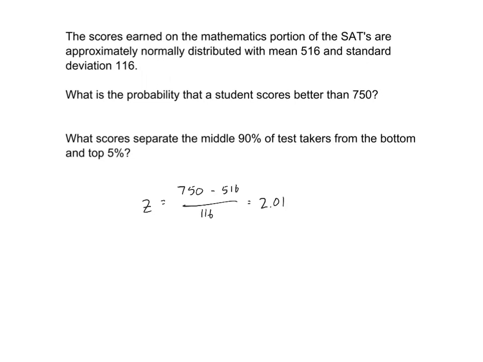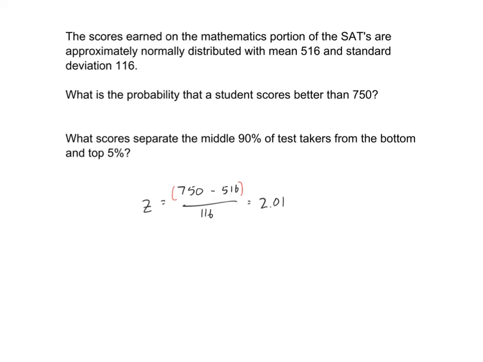I should have said this earlier, just a note about the calculators. If you're typing this all in one step, you need an extra set of parentheses around that numerator. But my suggestion would just be to do the subtraction, hit enter, and then do the division. So just something to keep in mind. If you're doing it in one step, you need parentheses. Two steps, you don't. Okay, so I got a z-score of 2.01.